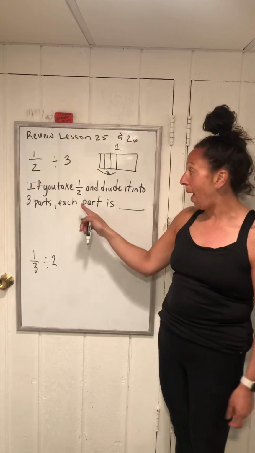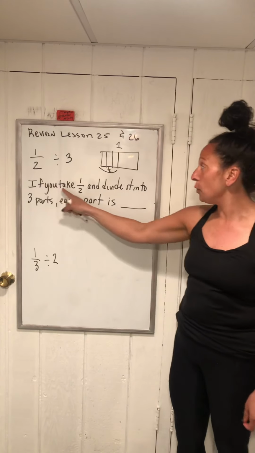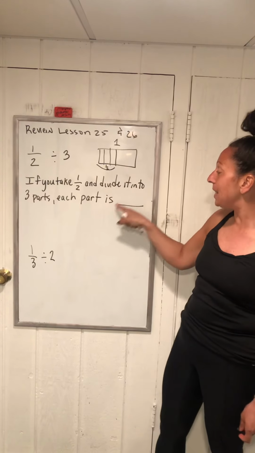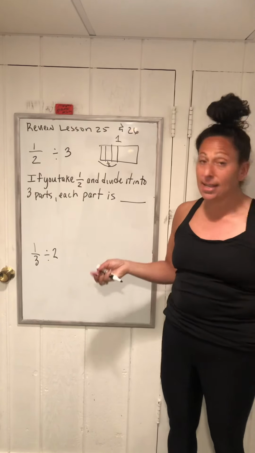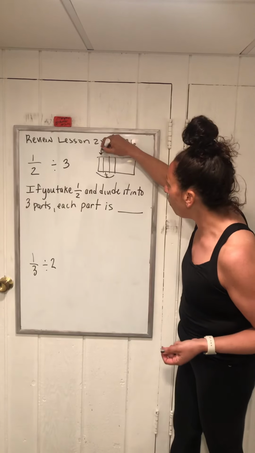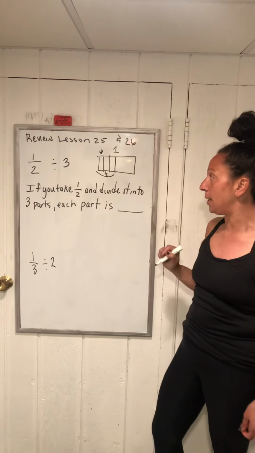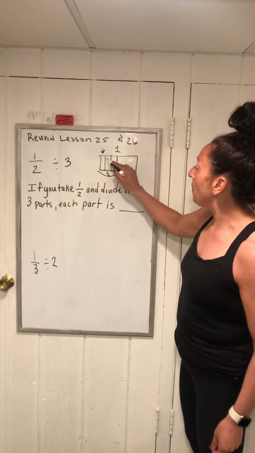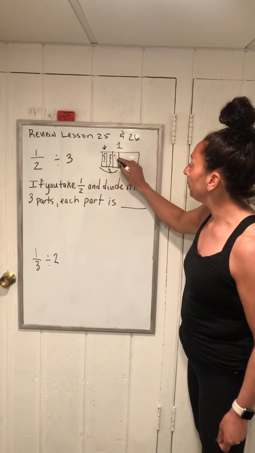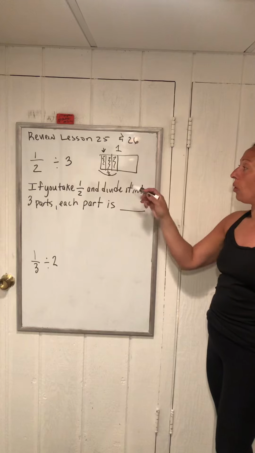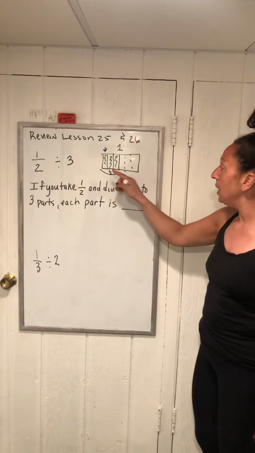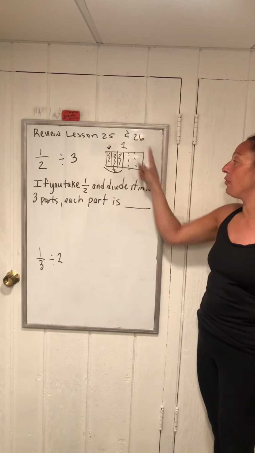Okay, go back to what I said before. If you take a half and you divide it into 3 parts, each part is... That's the answer we're looking for. So we want to know what this part is. So here's what we're going to do. You're going to tell me how many parts 1/2 is out of the entire whole. So technically, even though I don't have this, this is how many out of the whole.